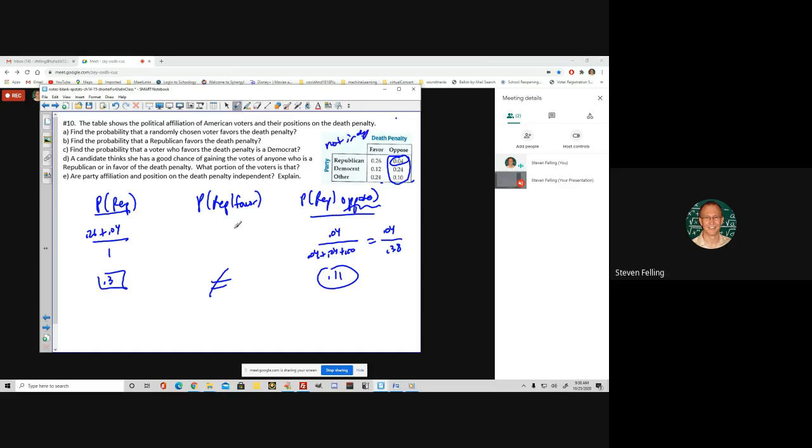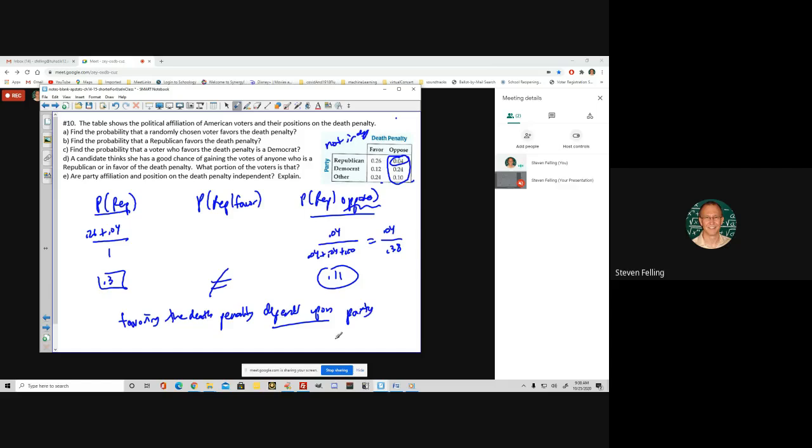The way I like to write that is this. I would say favoring the death penalty depends upon party. There is a dependency.